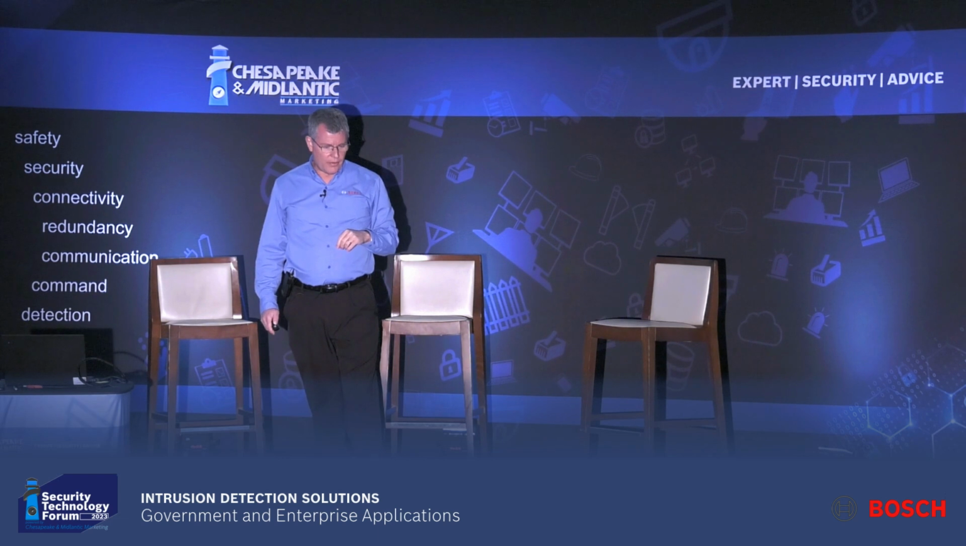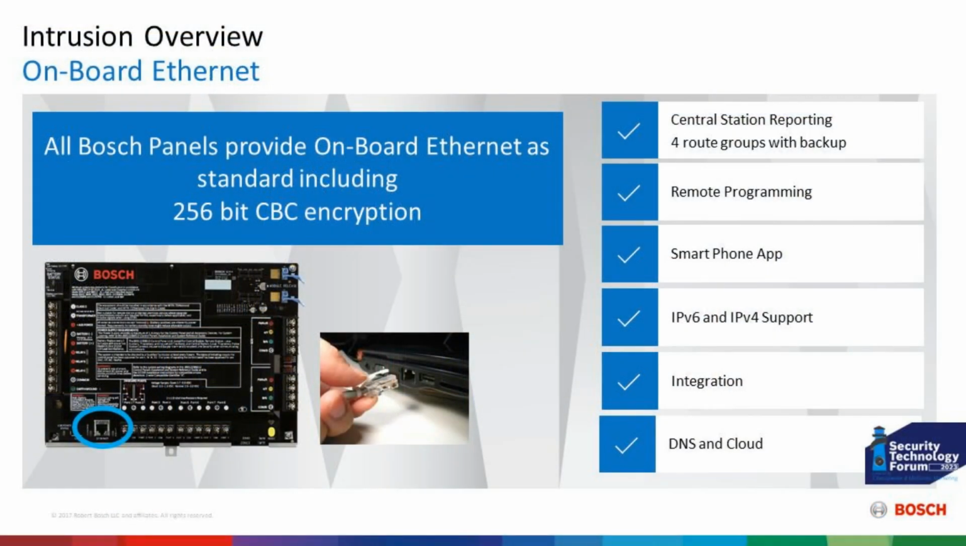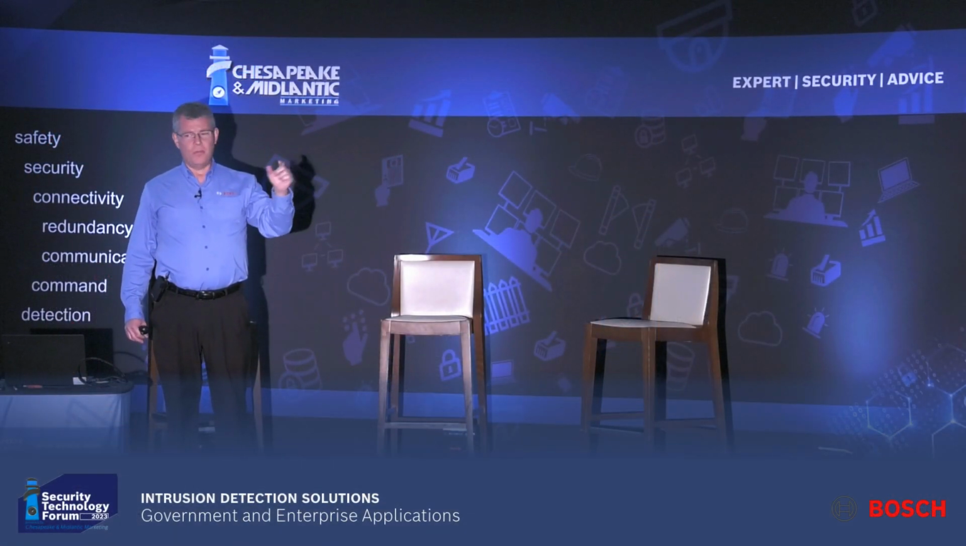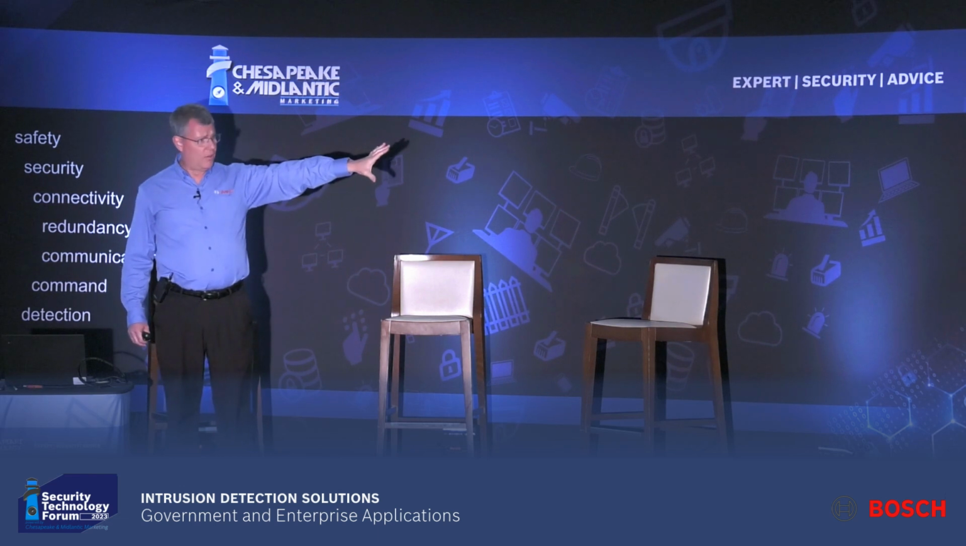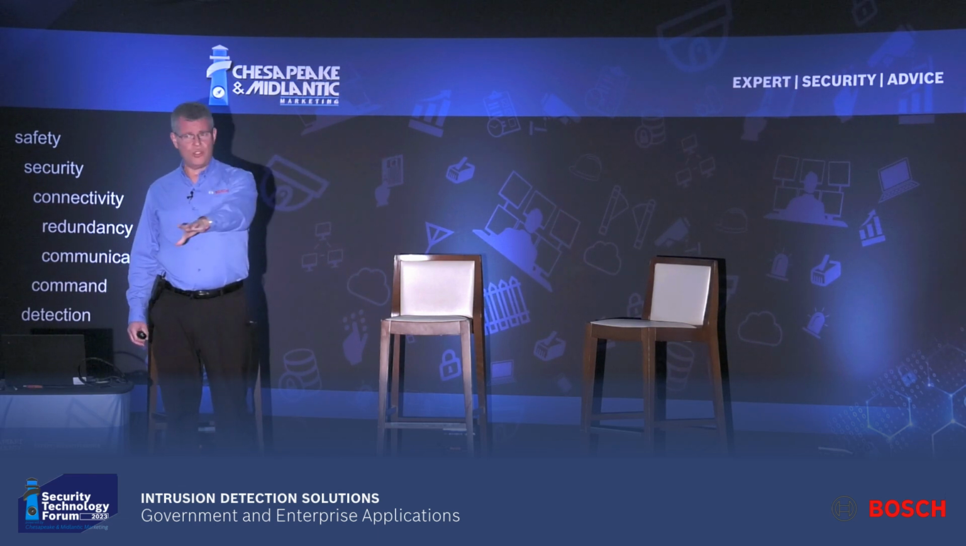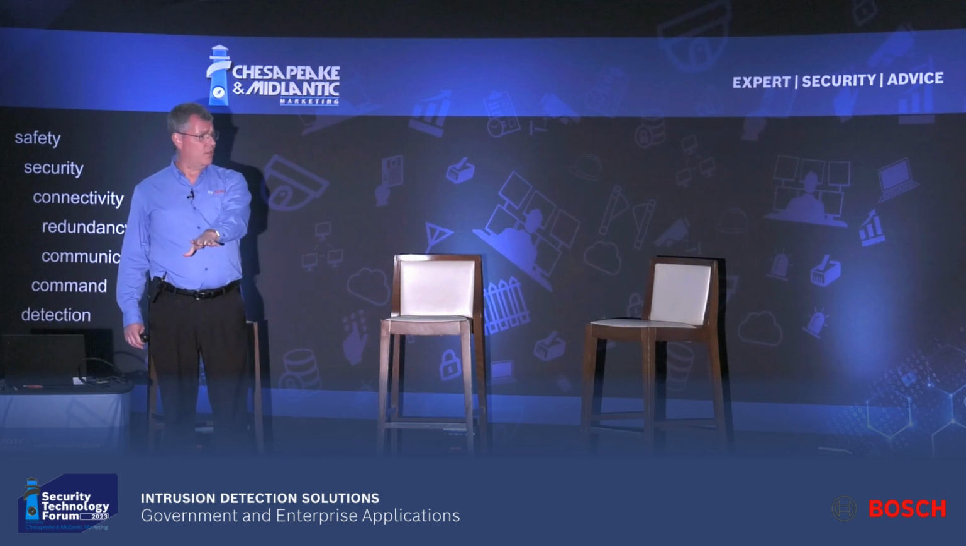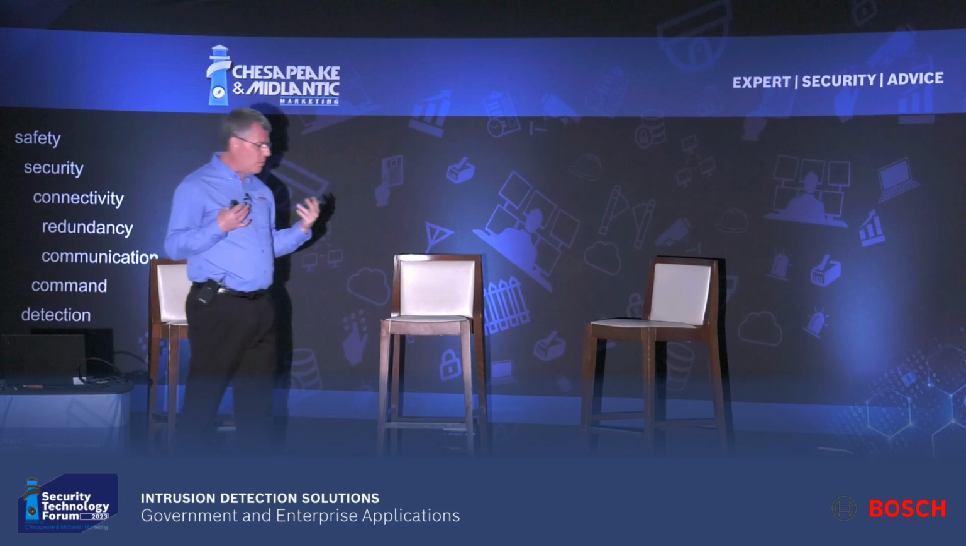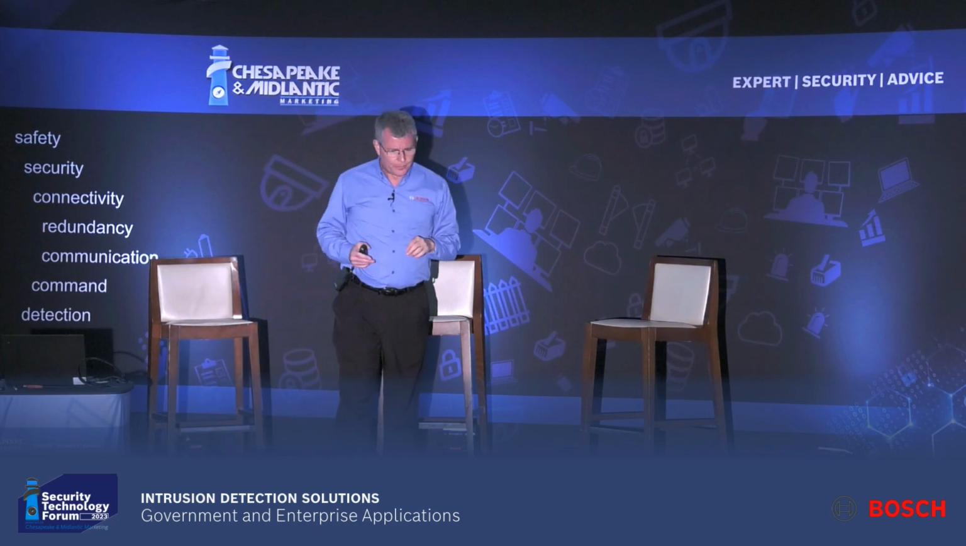Onboard Ethernet, we talked about that. Another important thing about Bosch onboard Ethernet, a couple things. We support IPv6. So that's another level of security and capability that most of our competitors do not support. We have 4 different route groups, and that becomes important when you have backup, or maybe you are doing service, the monitoring center is handling all the alerts, but you wish you had some reports, you knew when there was a low battery or trouble with that system inside your shop, so you have a separate receiver. So we have 4 different routing groups with backup, very, very secure communication.